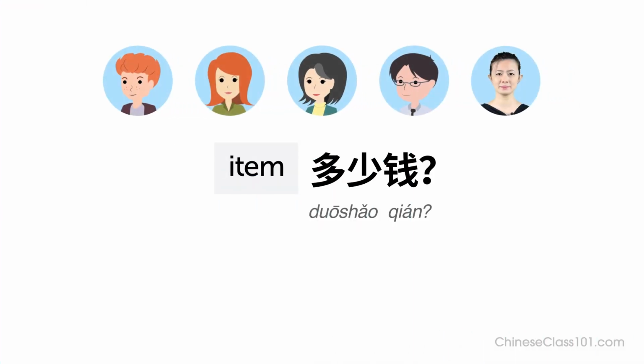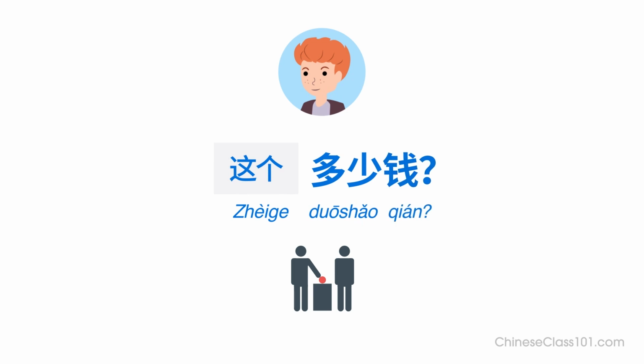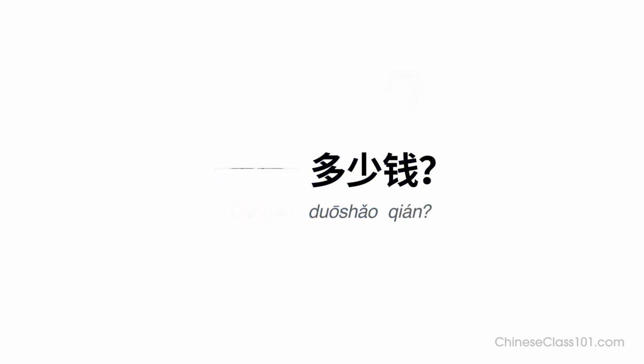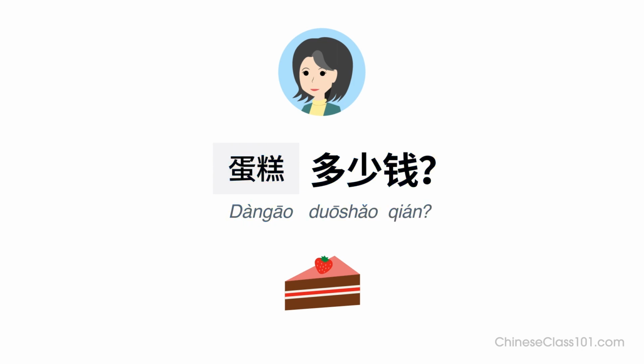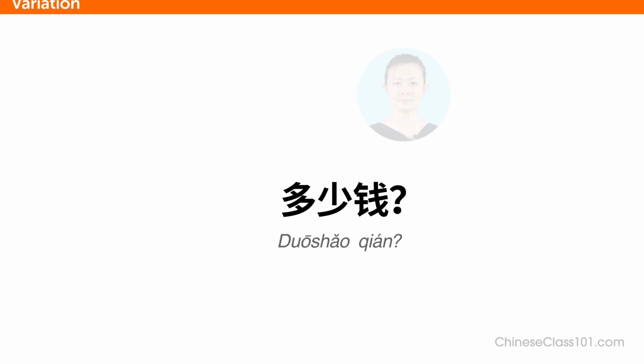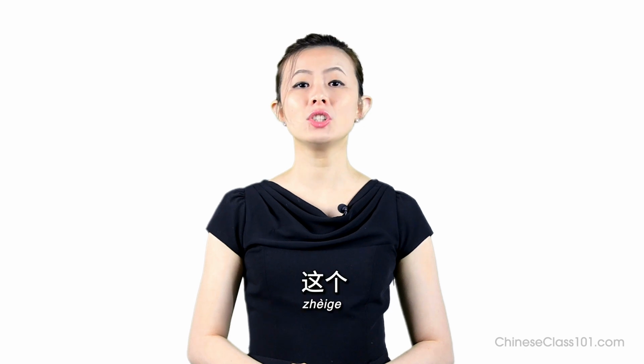Let's look at some more examples. Listen and repeat or speak along with the native speakers. 这个多少钱？ 咖啡多少钱？ 蛋糕多少钱？ 那个多少钱？ 多少钱？ Did you notice how I omitted 这个?